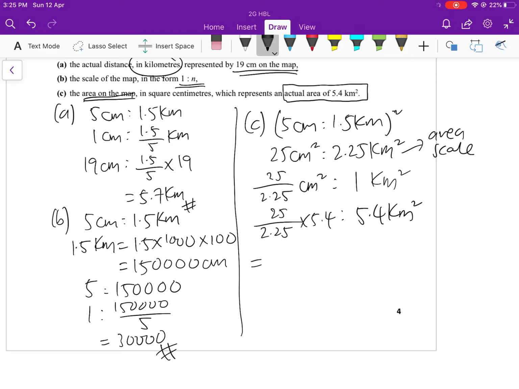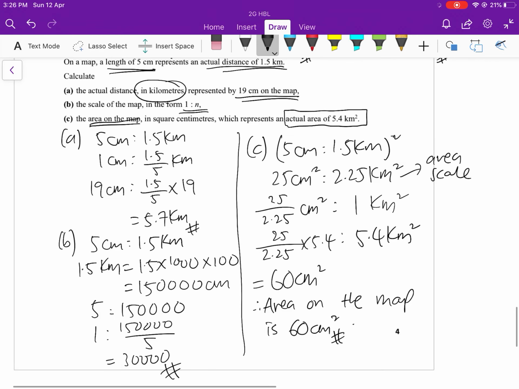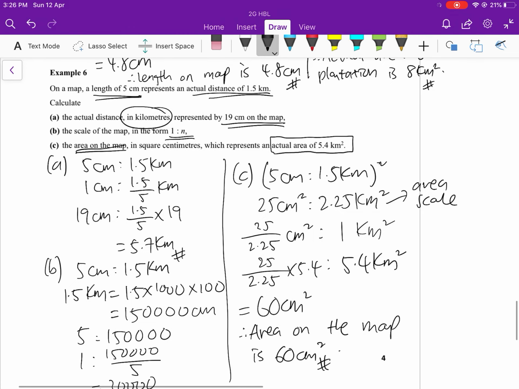So with this, you press your calculator. The answer that you get should be 60 cm square. Alright, so with that, you have actually found your answer. Therefore, area on the map is 60 cm square, and that's it. So that's how you actually do for the whole example 5 and example 6.